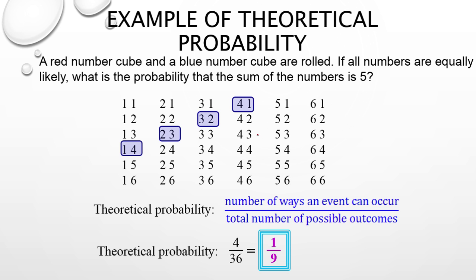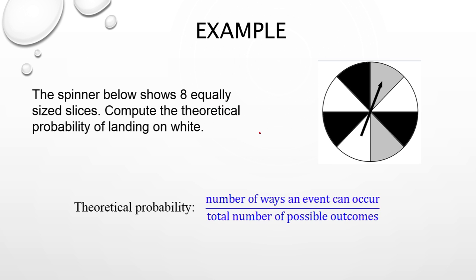Alright, let's look at a different one. The spinner to the right side shows 8 equal slices. So we want to compute the theoretical probability of landing on white. We mentioned that the total number of possible outcomes should be 8 because there are 8 different slices on that pie and it's all equal. There's a big reason for that. That means we have an equal chance of getting each slice.